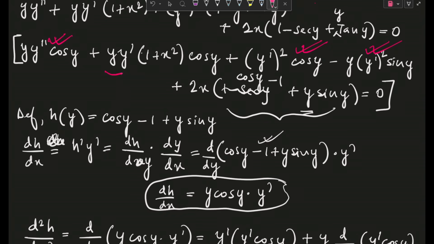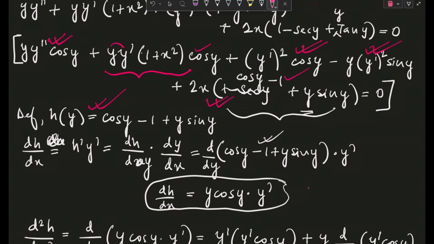If you go on to this, y' times cos y is your dh/dx. So this particular term becomes (1 plus x²) times dh/dx. And this is plus 2hx. Okay. So that big differential equation is completely shortened. That was the reason I took h of y as this. I hope it's clear.